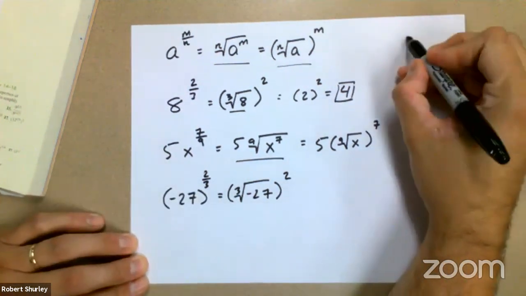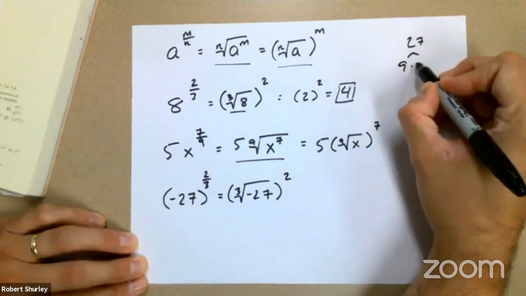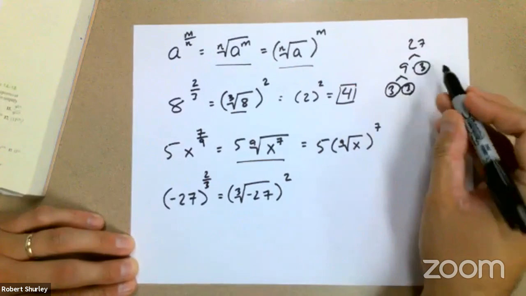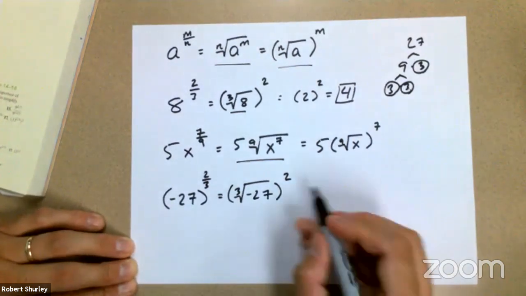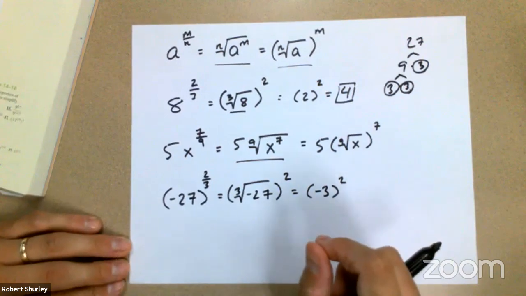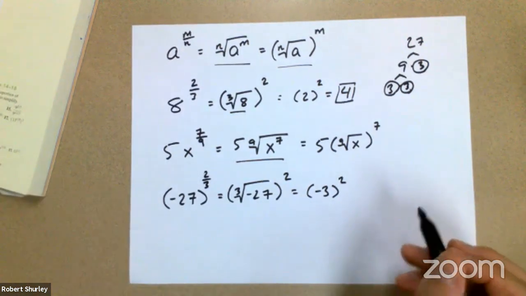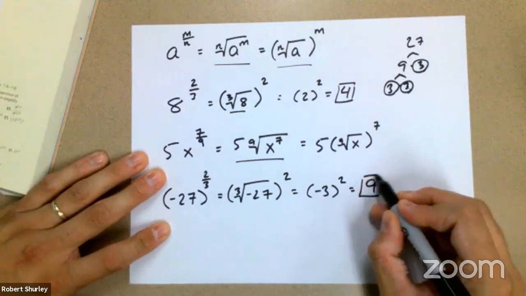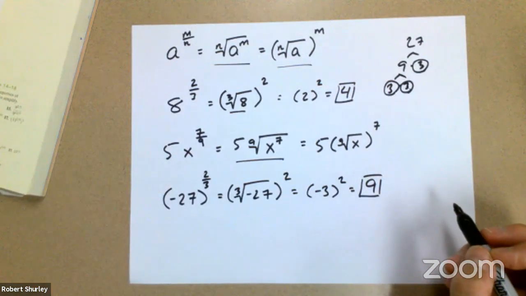If you want to do the factor tree, 9 times 3, 3 times 3, right? So we've got 3 3s. We're finding a cube root. So this winds up being -3 squared, okay? And then we know when we square it, it does turn positive. -3 times -3 is a positive 9.